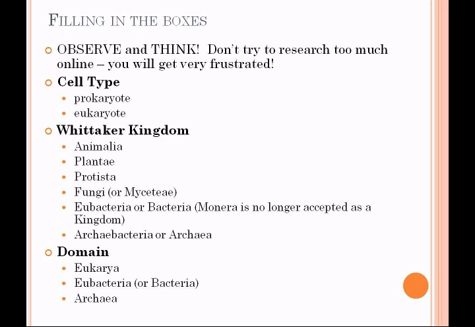Finally, the most overarching category is the domain. There are 3 domains: Eukarya, or Eukaryota, Eubacteria, also known as bacteria, and Archaea. Eubacteria and Archaea are prokaryotes. They're bacteria. Everything else is going to fit into the domain Eukarya.